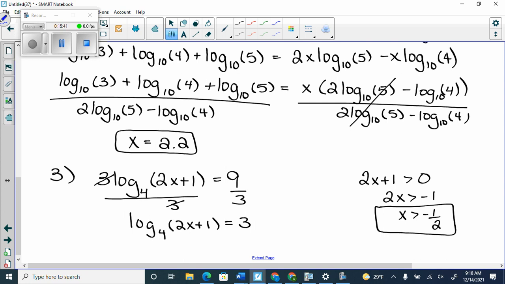So whenever you solve a log, you always have to make sure you check back and see that it's not extraneous. Every single time you solve a log, you have to check for extraneous roots.